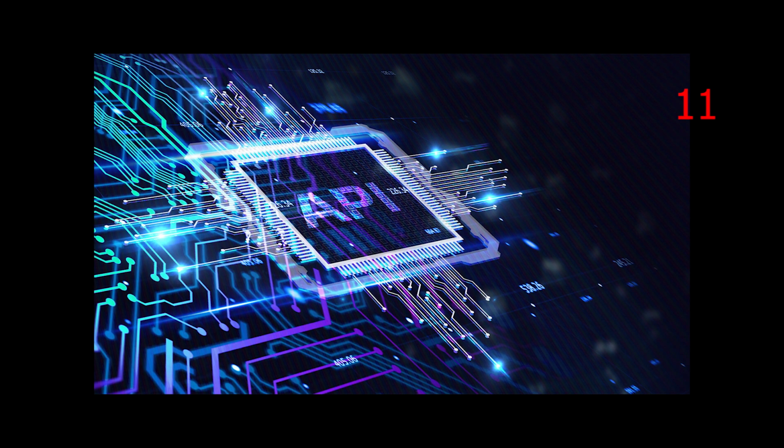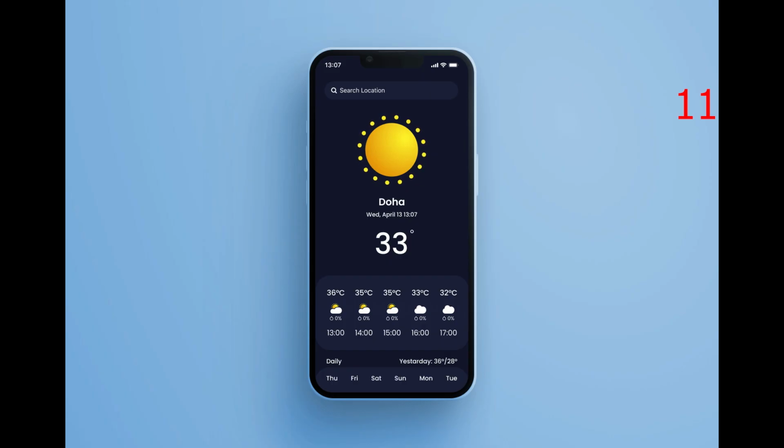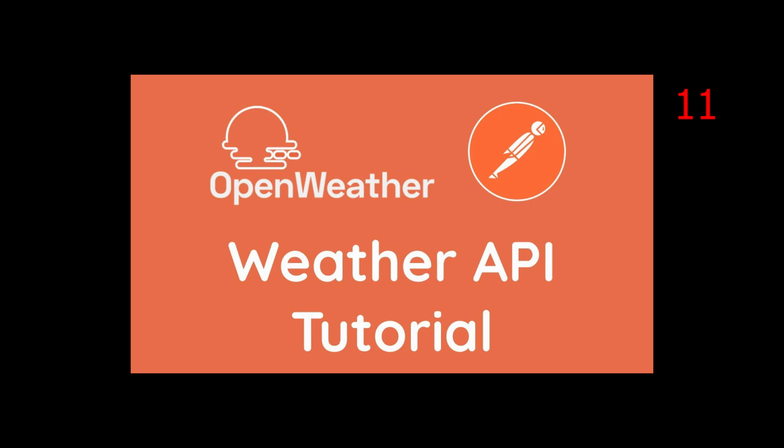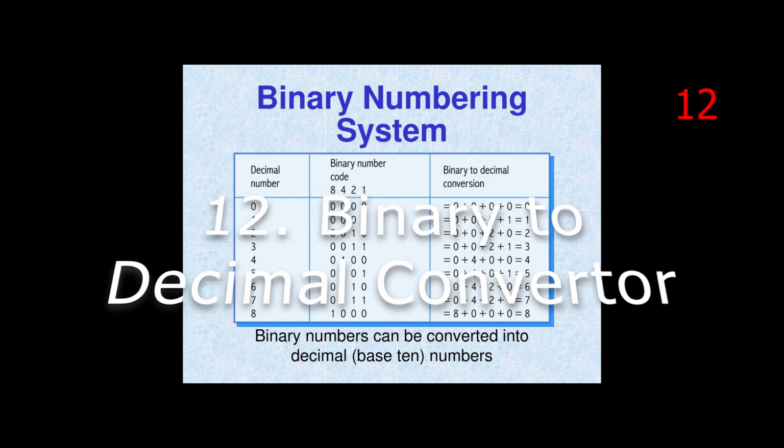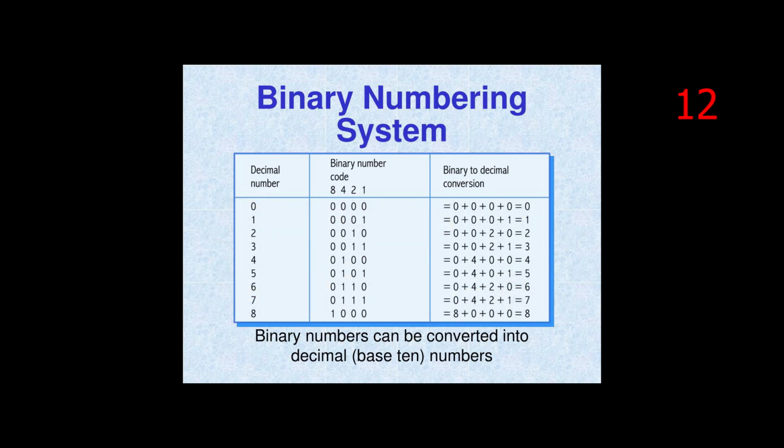Use an API to fetch and display current weather information based on user input for location. For the weather API, you can use the OpenWeather API, which is very useful, and there's a free version of it also. You can try. After that, the 12th program, binary to decimal converter. Write a program that converts your binary number to decimal or your decimal to binary number.